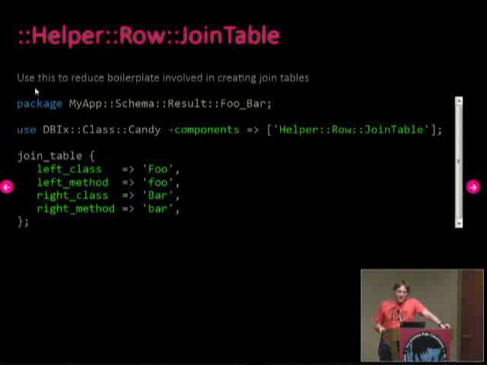Writing join tables, I think, is often a lot of drudgery. So I made the join table helper, which basically lets you say the class on the left, the class on the right, and the method to use, and it automatically generates the relationships, the primary key constraint. It uses _ID for the rows that it generates. You can specify more if you want to, but typically it's just going to be those 6 lines.